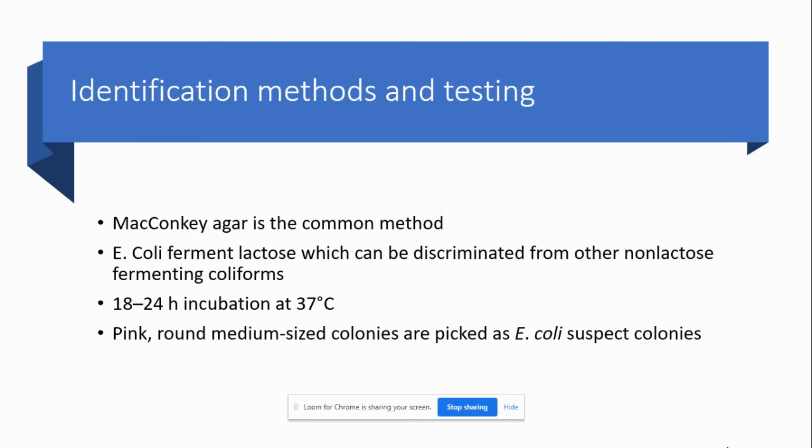Identification methods and testing. MacConkey agar is the common method because E. coli ferments lactose, which can be discriminated from other non-lactose fermenting colonies. The way that it is identified, it is incubated for 18 to 24 hours at 37 degrees Celsius. And then if there's a formation of pink, round, medium-sized colonies, they are the suspects for E. coli colonies.